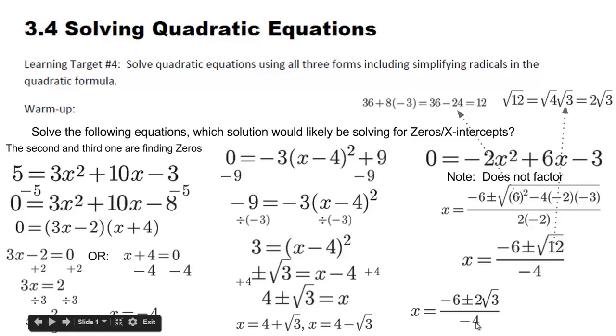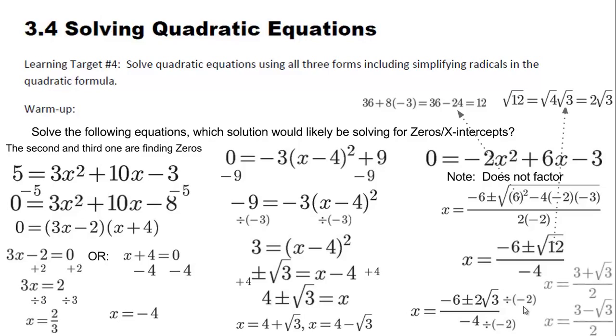But what you're basically doing is just taking each of these terms, so divide the entire top, so both of these two terms, by -2, and the bottom by -2 as well. And that's what makes it look the nicest. So we get 3 plus root 3 over 2, and 3 minus root 3 over 2. And those are your answers. And then if we want to go further, we can use the decimal.